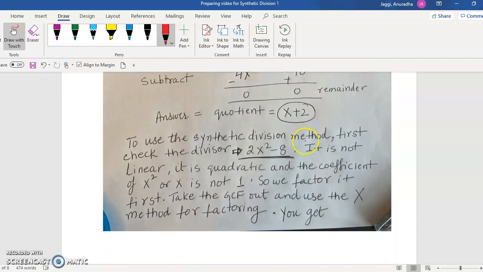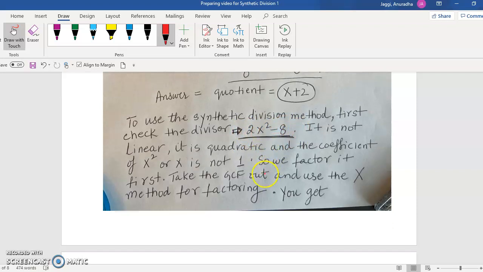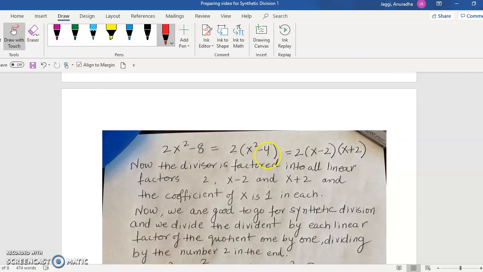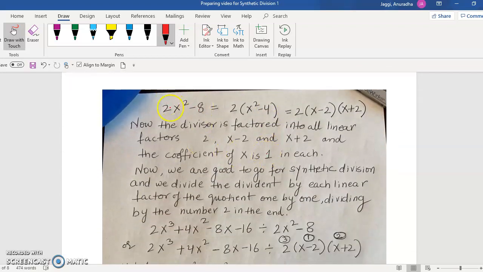In order to do the synthetic division, you will have to break it into linear factors. So how do we break any polynomial, any quadratic binomial or any other polynomial into linear factors? You will have to recall factoring a bit. Look at this. First, I'm going to take the divisor. This is just the divisor. We're not doing anything to the dividend. I'm trying to factor it into linear factors.